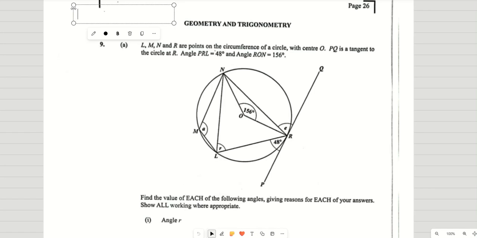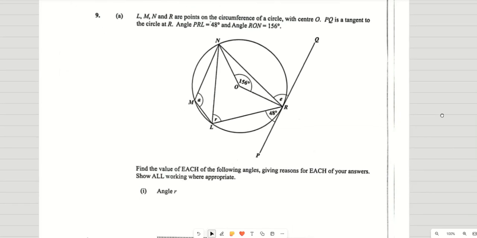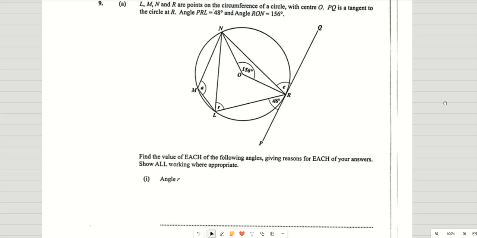Today we're going to do May-June 2023. Alright, number 9. They said L, M, N, and R are points on the circumference of a circle with center O. PQ is a tangent to the circle at R. Angle PRL is equal to 48, and angle RON is 156. Find the value of each of the following angles, giving reasons for your answer.